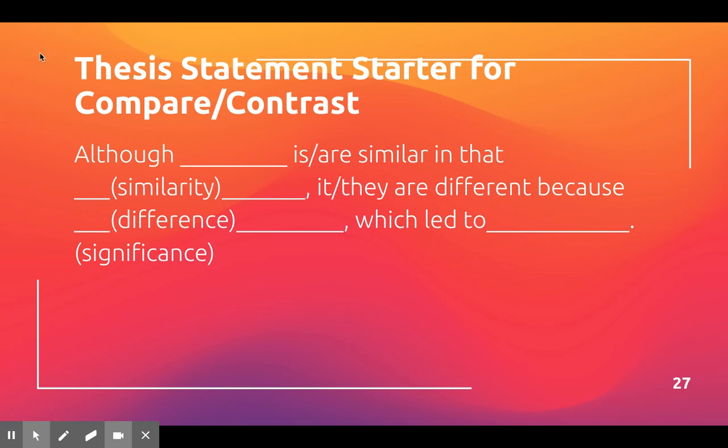However, when you're writing a thesis statement for compare and contrast or continuity and change over time, they do tend to look a little bit different. But it's basically the same thing as rate. It's just worded differently. Anyways, you'll see what I mean. So when you're comparing and contrasting, you would say, although blank, so whatever, is similar in that, and then you state the similarities, it or they are different because you state the differences, which has led to significance. So no matter what, you always have an extension.